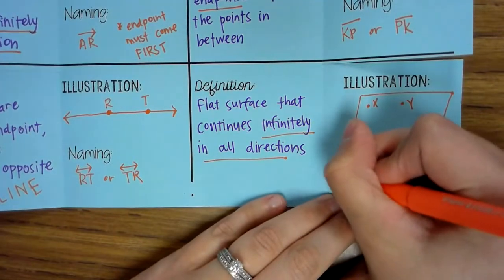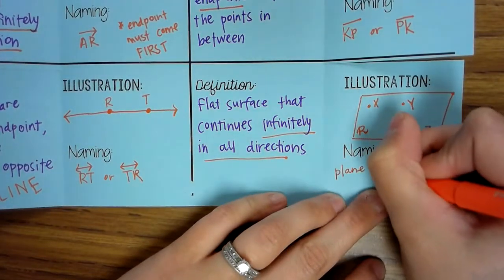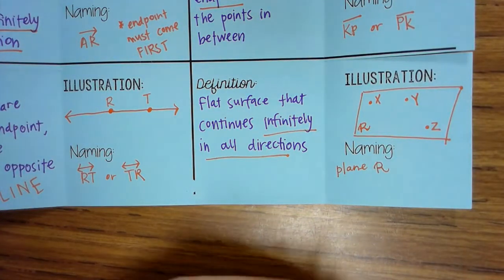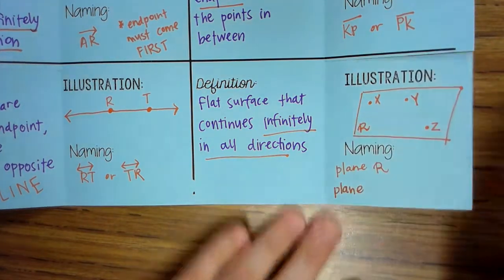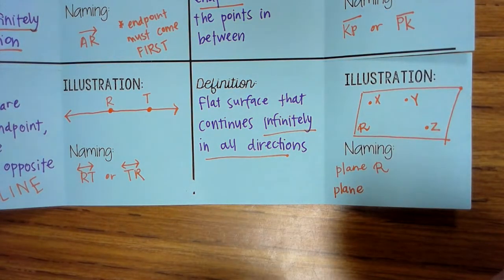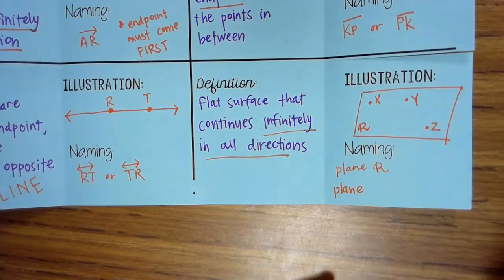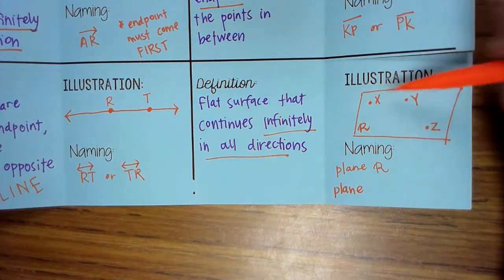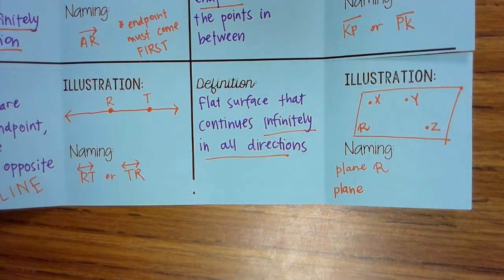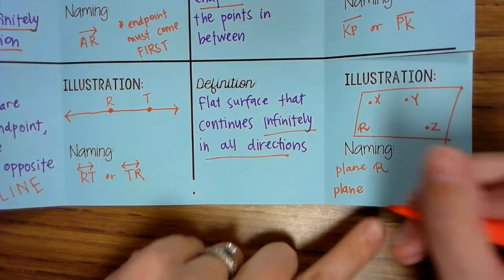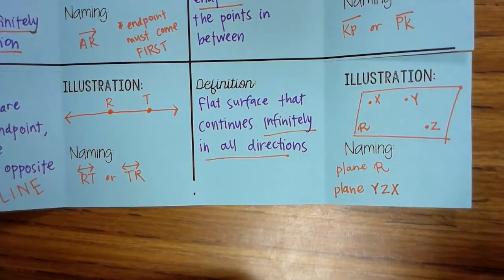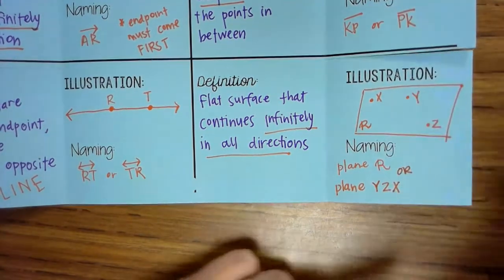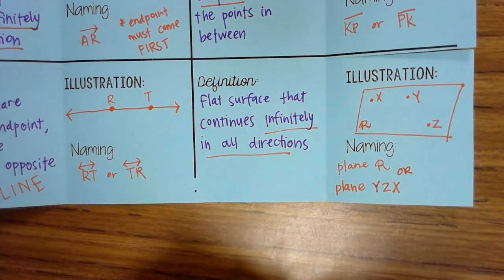Your first option is you can call this plane R. Okay, pick your script letter, plane R. Your second option is you can call it plane, and then you pick any 3 points that are on the plane. Okay, so there is a stipulation that goes with that. You'll get that in a coming video. But for now, we're just going to pick 3 points that are on that plane. Well, you only have 3 points. There they are. You can list them in any order that you want to. So just for fun, I'm going to list them in a weird order. Y, Z, X. So there's your options. Plane R or plane Y, Z, X.